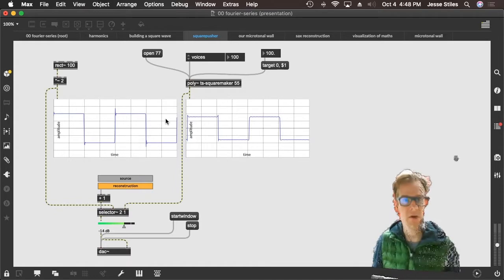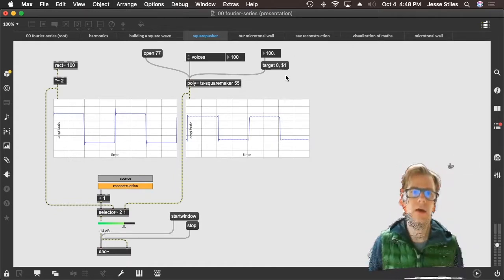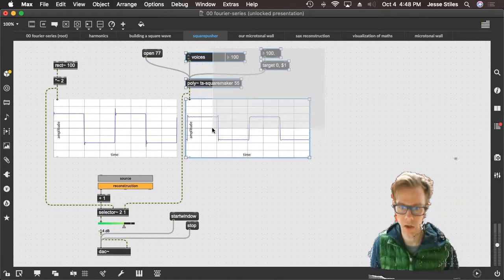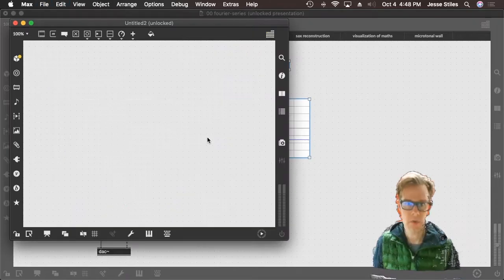While we're at it, I just want to record a quick test signal that is going to be useful later on in this lecture. I'm going to copy out this chunk of code and make a new patch.